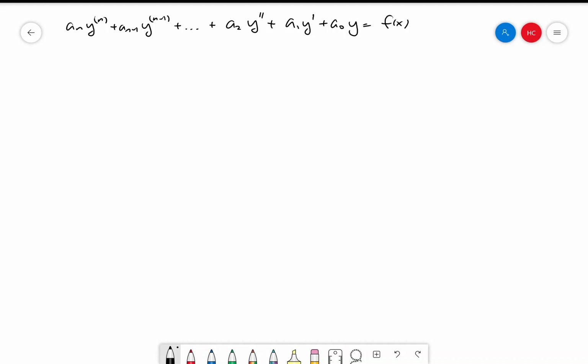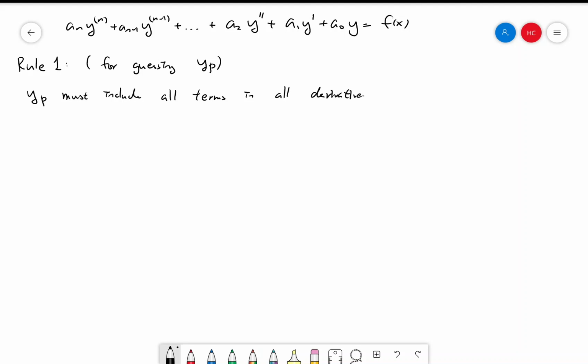Alright, so let's get into details on how to guess YP correctly. There are two rules for guessing YP. Rule number one says that YP, your guess, must include all the terms in all the derivatives of f of x. So here's the chart.